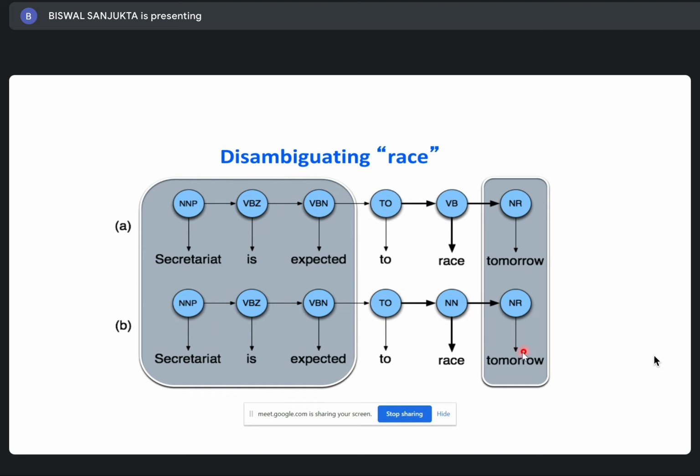In a similar way, suppose this one, tomorrow given NR, tomorrow given NR, these are also the same, so it also doesn't contribute. So basically this portion and this portion are just constants. And what is the variable? The variable is from "to" we are transitioning to verb, whereas here from "to" we are transitioning to noun, right? So these things will vary.